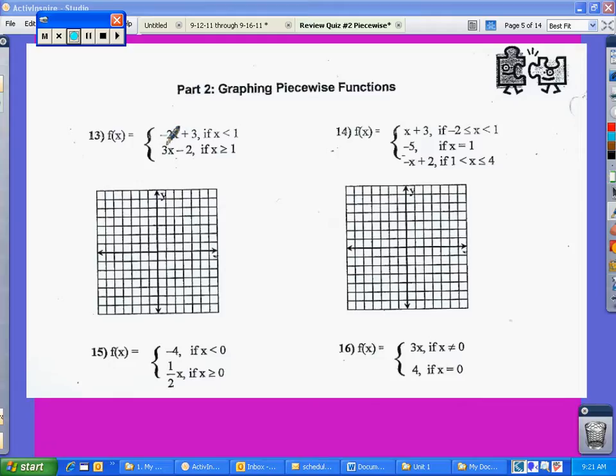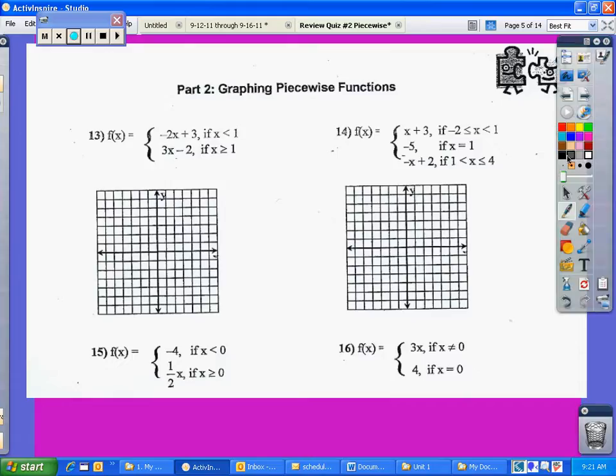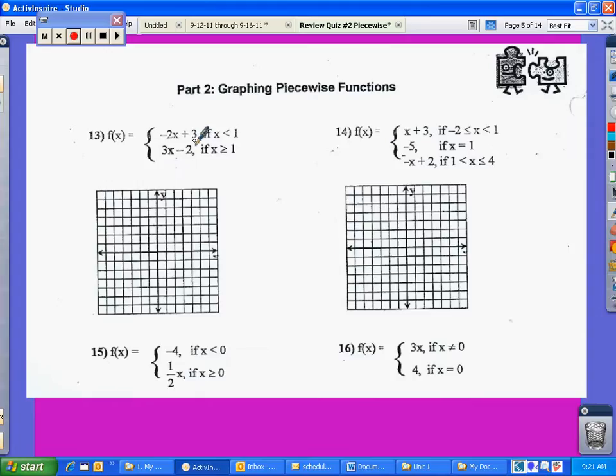For this equation, we have negative 2x plus 3 and 3x minus 2. Those are the two equations we're going to graph. So let's start by graphing the negative 2x plus 3. Negative 2x plus 3 has a y-intercept at 3. So I'm going to put a point at the y-intercept of 3, which is right here. From that point, my slope is negative 2, so I'm going to go down 2, to the right 1, and put a point.